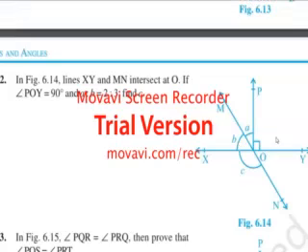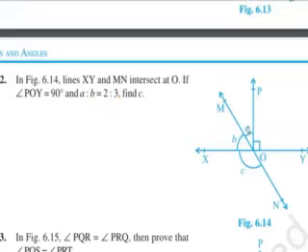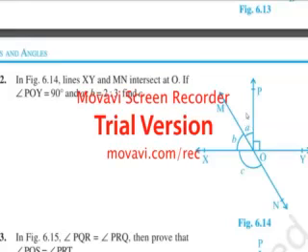180 minus 90, that is 90 degree. And if you had assumed angle A as 2x, then you can write 2x plus 3x is equal to 90 degree, then you will get the value of x, that will be 18 degree, 18 fives are 90. So A becomes 36 degree and B becomes 54 degree.